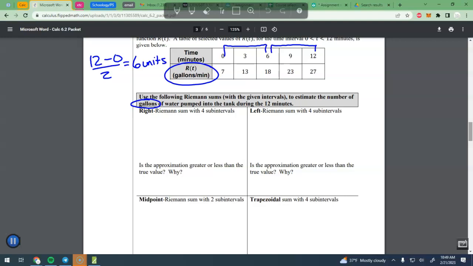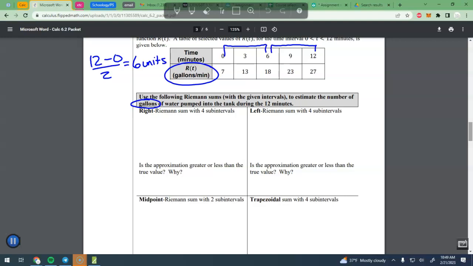I couldn't do 4 sub-intervals. Because if you said 0 to 3, what do you get when you plug in 1.5? Is that the midpoint? I don't know. I don't have that info. So they can't ask you more specific than what they show you. So it's just two rectangles.